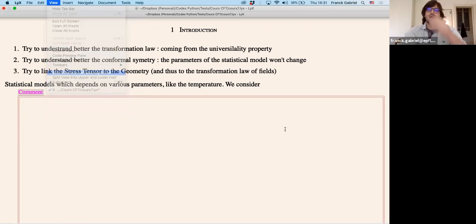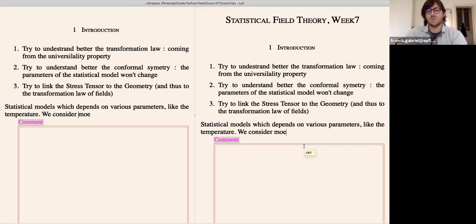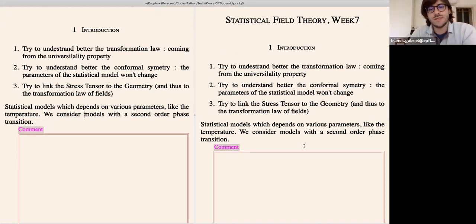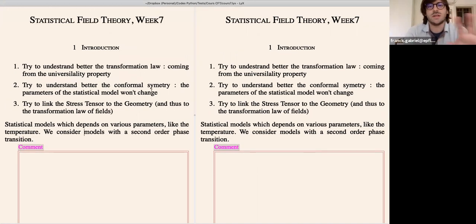Okay, we consider models which have a second order phase transition. All the part I'm going to do here about phase transitions is purely an introduction. I'm not going to dive deep into that. It's just to give you some ideas or intuition why CFT is important for those kinds of transitions. But again, it's another super big subject.